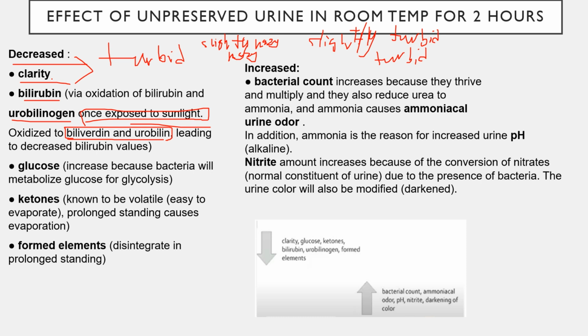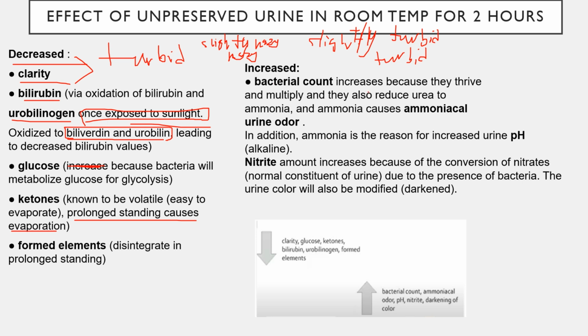Then glucose, class, it decreases because of bacteria, which will metabolize glucose for glycolysis. So, di-decrease yung glucose nyo, class, because bacteria will metabolize glucose for glycolysis. Then ketones, they are known to be volatile, easy to evaporate. Prolonged standing causes evaporation. Then yung mga formed elements, yung mga casts, would disintegrate in prolonged standing.